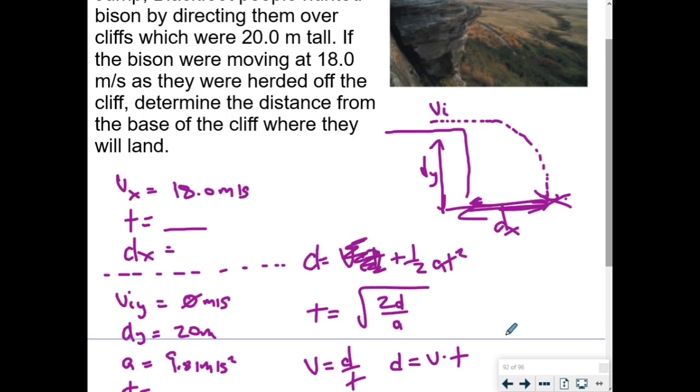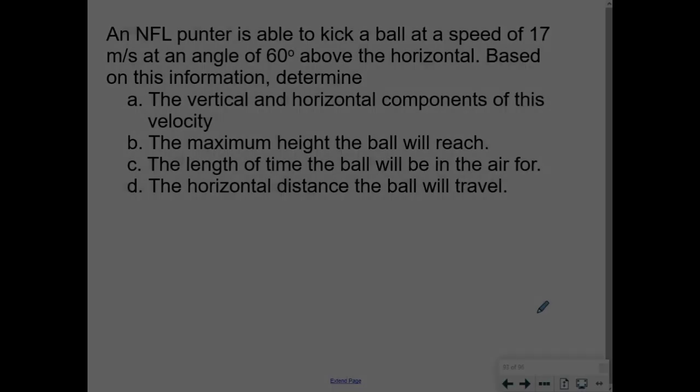But I've got a lot of examples, so I'm just going to keep going through them so that if you want to pause, you can. If not, here's the next example.